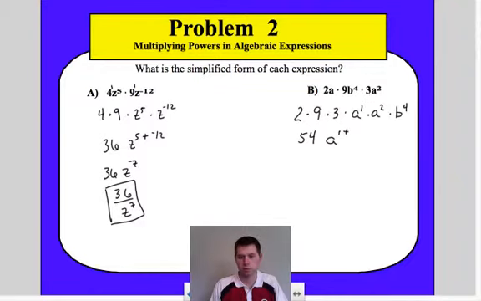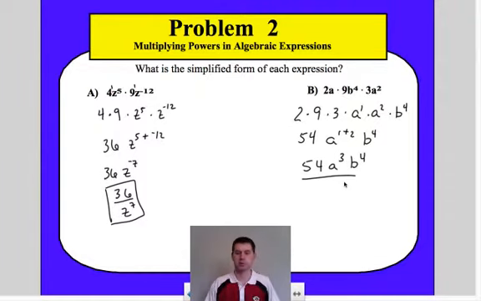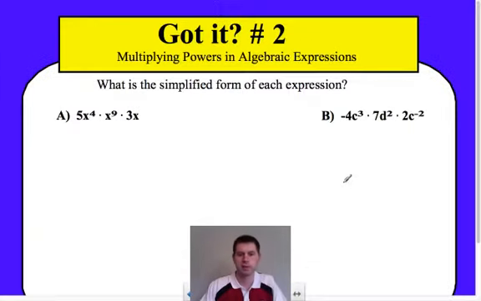Okay, I'm going to take my A, which gives me 1. Remember, this is a 1. There's nothing there, it's a 1. 1 plus 2. And then my B to the 4th. So I get 54 A cubed, and then B to the 4th. And there would be my final answer. No negative exponents, so I don't have to move anything.